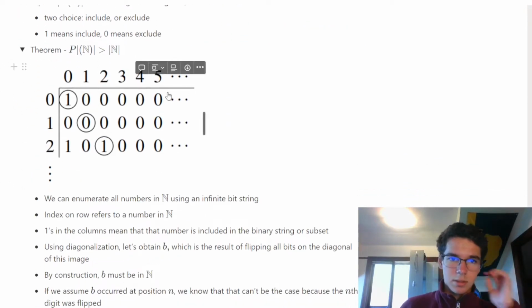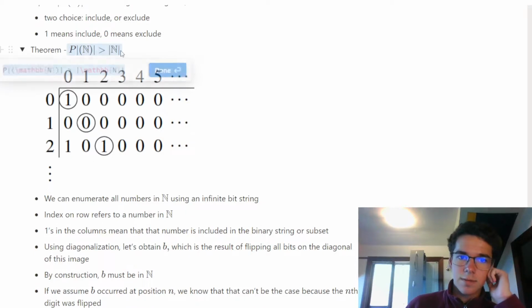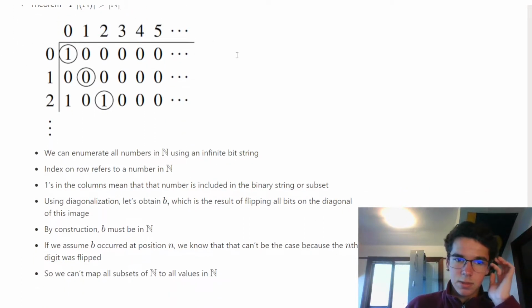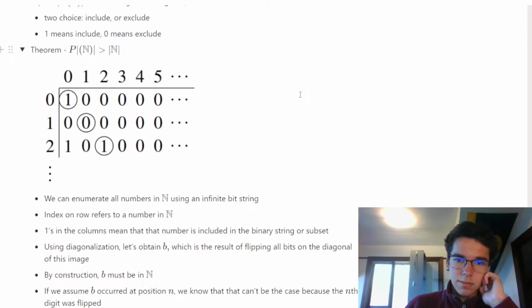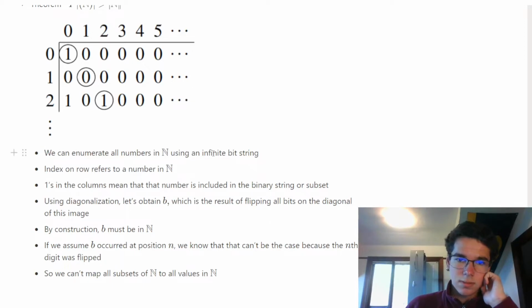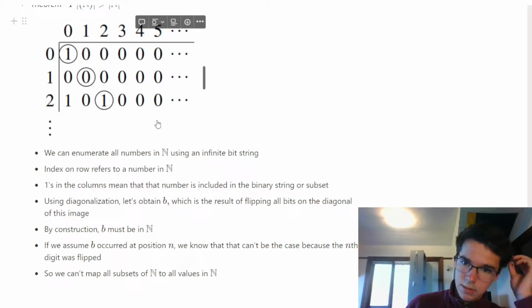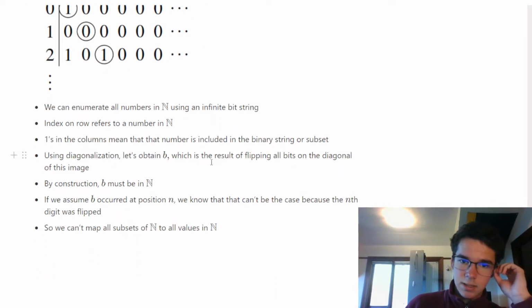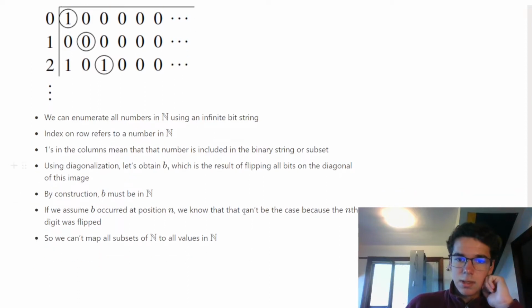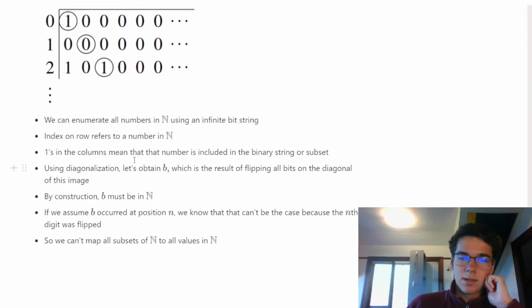So let's see. We're going to show that the power set of the set of natural numbers is greater than the set of natural numbers. We can enumerate all of the natural numbers using infinite bit strings. The index on the row refers to a number in the set of natural numbers, and ones in the column mean that we include that element in the subset, and we're going to diagonalize and obtain a number b, which is the result of flipping all the bits on the diagonal.